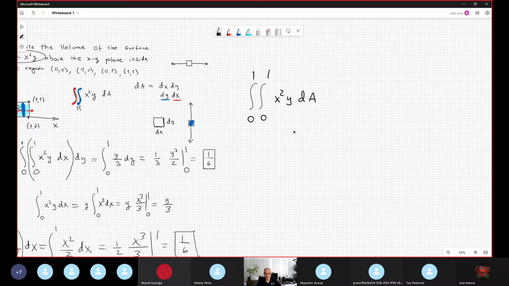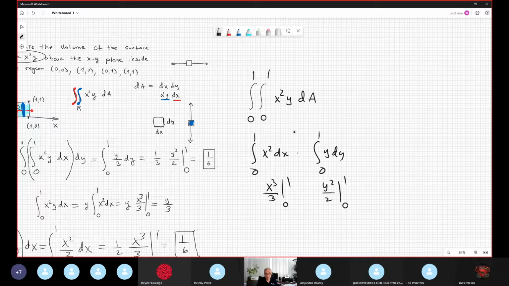What does separable mean? Similar to the idea that we use in polar, no? You separate x squared dx and y dy, from 0 to 1, from 0 to 1, and multiplication. Not always is it possible to do this, but in this case, yes. The antiderivative is x cubed over 3, evaluating between 0 and 1. And this is y squared over 2, evaluating between 0 and 1. One third times one half, together is 1/6. Same answer.